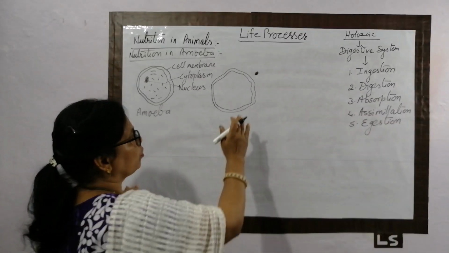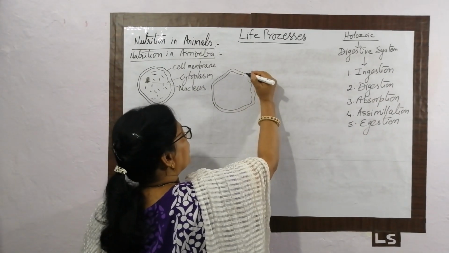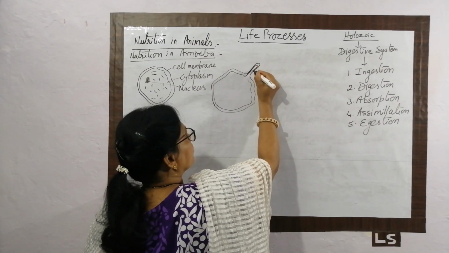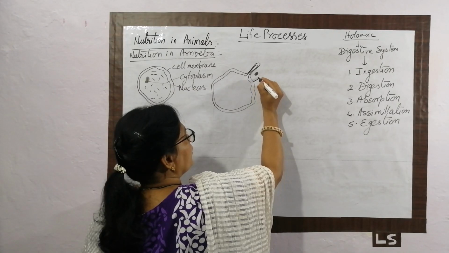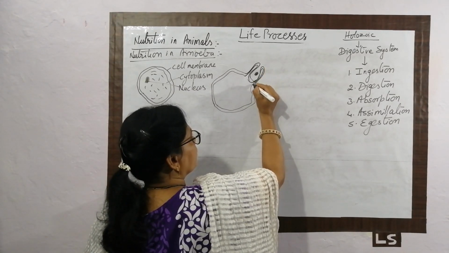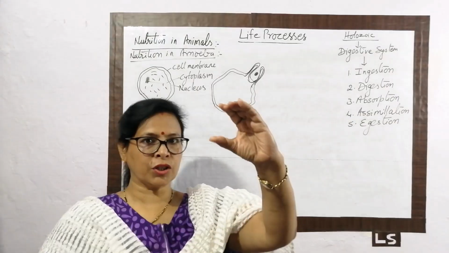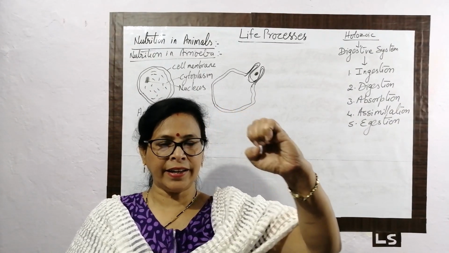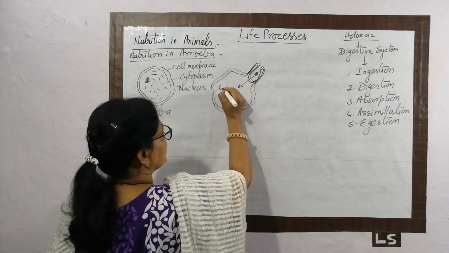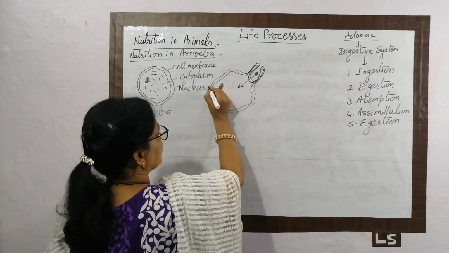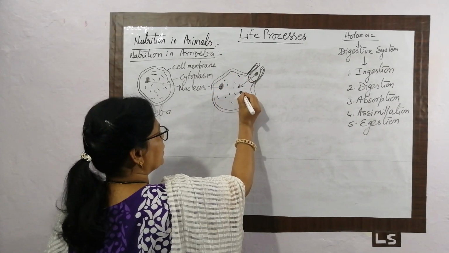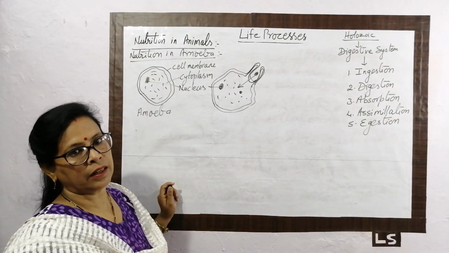Then what do they have to do? They develop a finger-like projection like this with the help of their cell membrane. Okay, they make a finger-like projection like this, and they take the food in. Because of this, the food comes inside the body. This is a nucleus. The cytoplasm is here, and now this food material also comes inside the body.